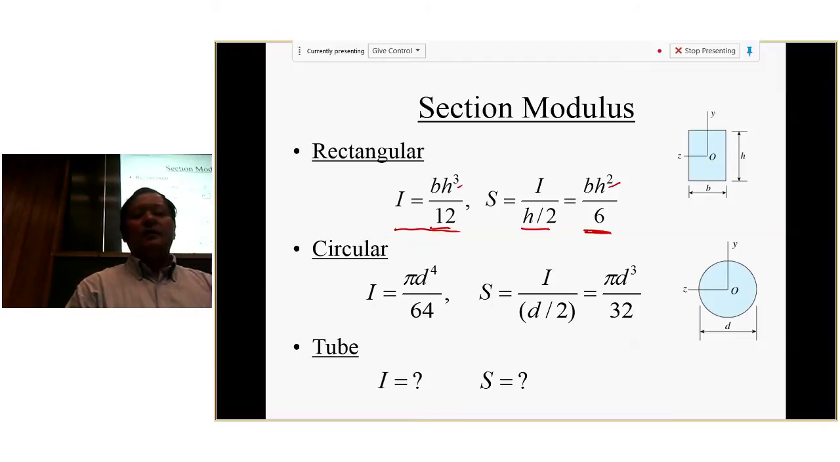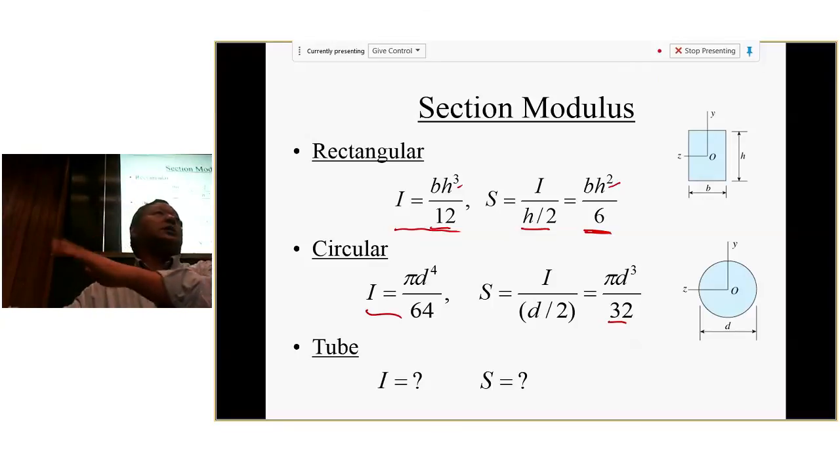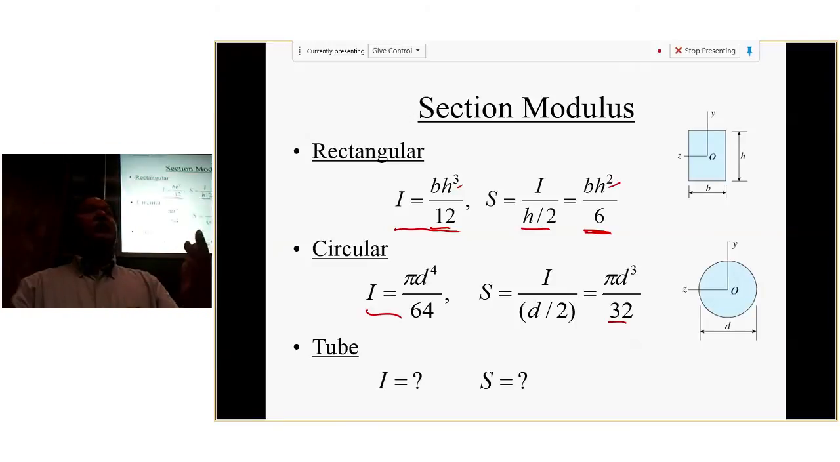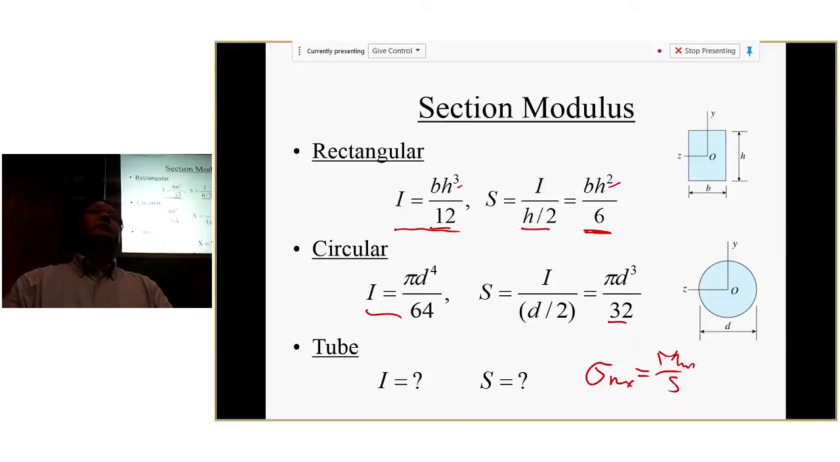Okay, then for circular, we have this I value, so the S will be there. And for the other shapes, you can search the table in the textbook, and you can find all the values for I-beam, everything. All right. So with this, the calculation of maximum stress is really easy, right? The maximum stress equals M maximum over the S of the shape, right?